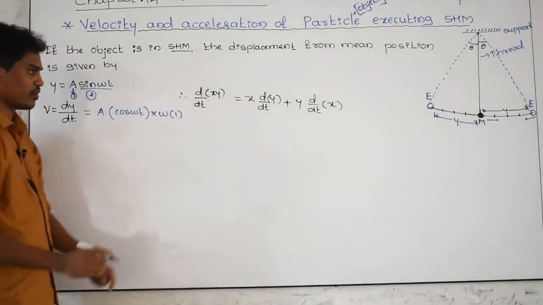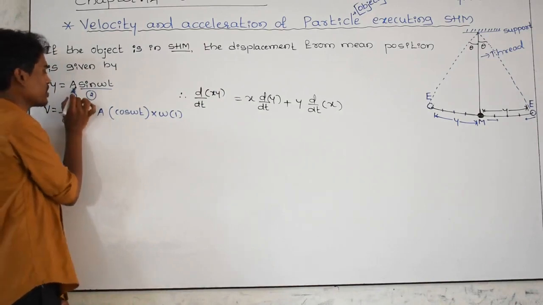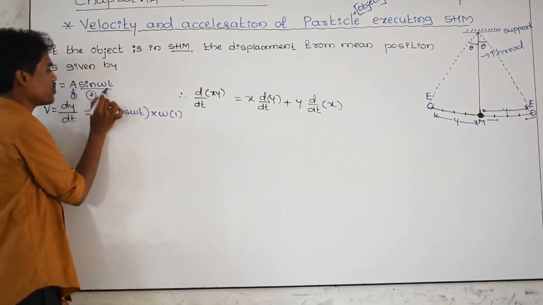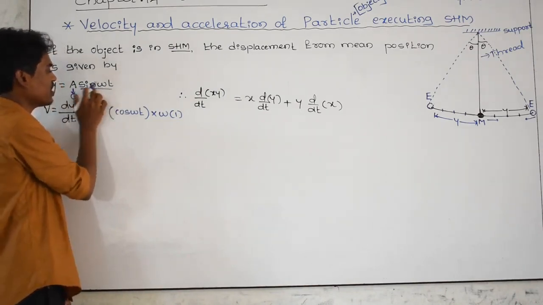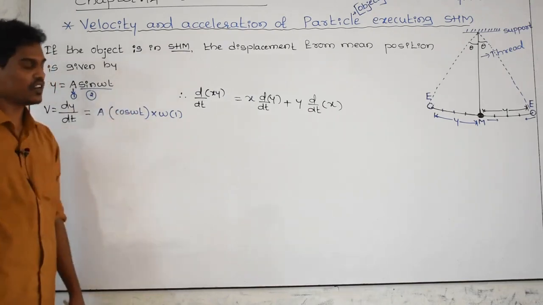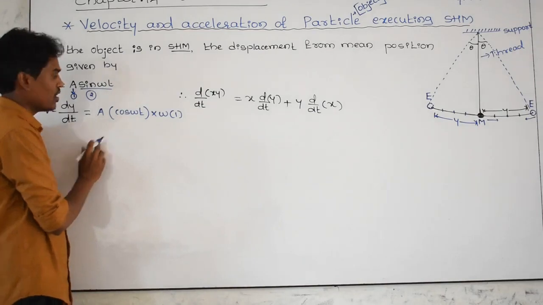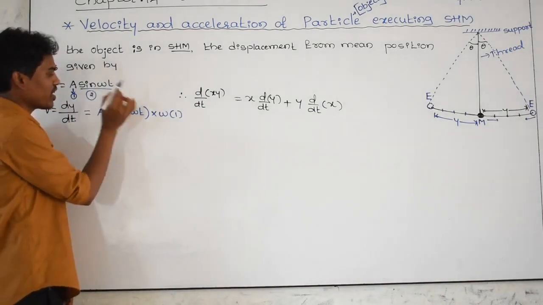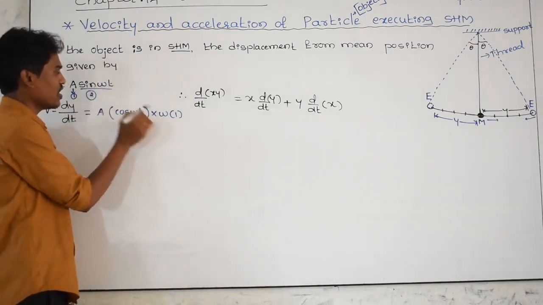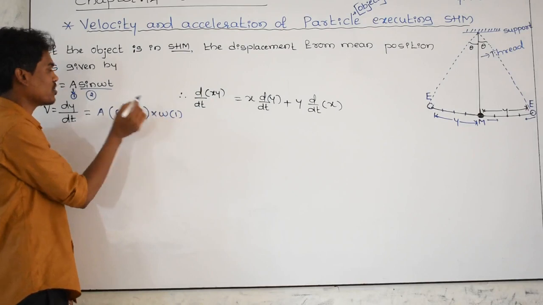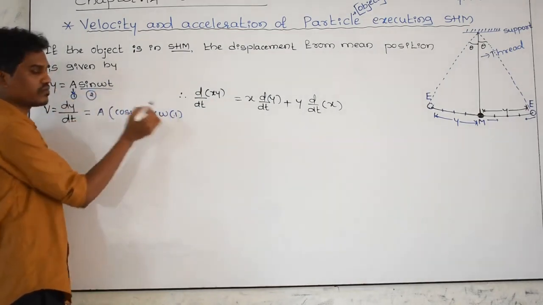I apply that formula. x is nothing but a as it is. This is the first function, this is the second function. Keep a as it is and differentiate sin omega t. Differentiation of sin omega t is cos omega t. Another function is there: omega is a constant, so keep omega as it is, and the differentiation of t with respect to time is 1.